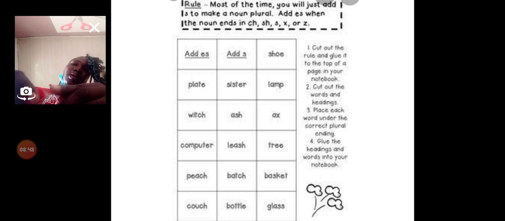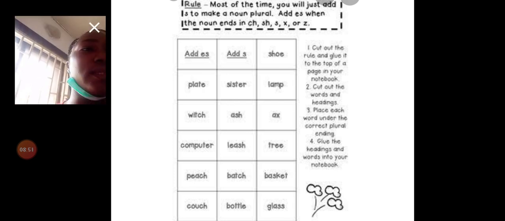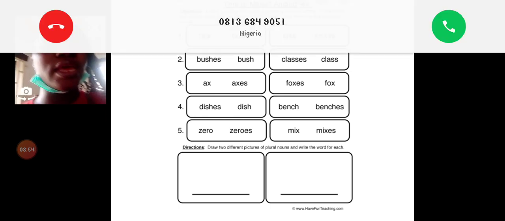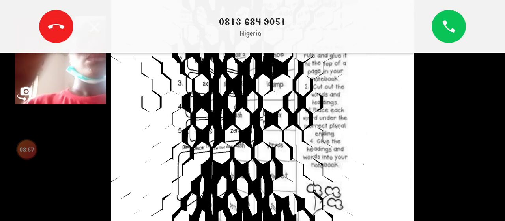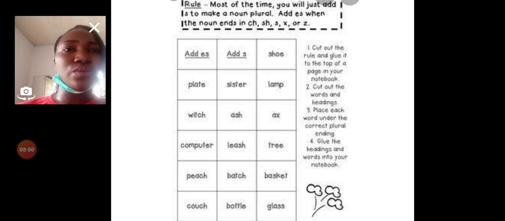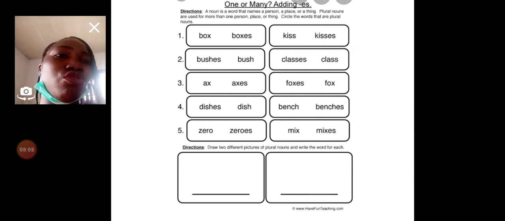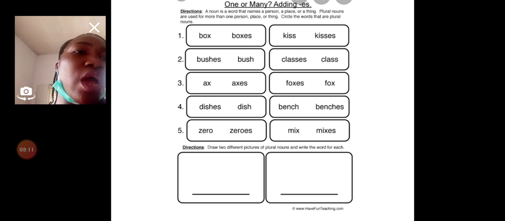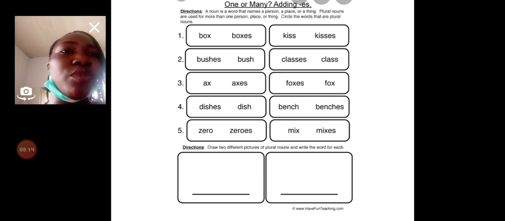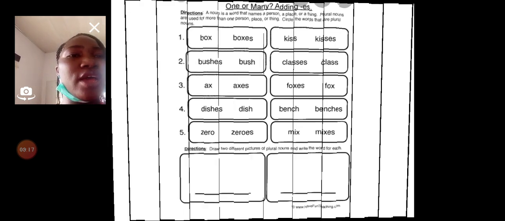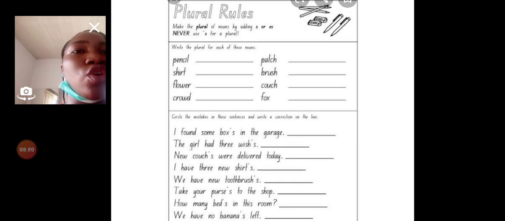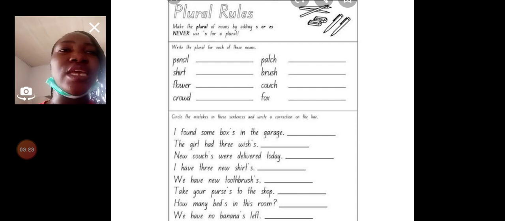So let's move on. Let me show you another exercise that you need to do. Here is another exercise. Can you see? Okay. Look at it. Box, boxes, bush, bushes. Here you are going to draw different pictures of plural nouns with their word for each. Just draw it there for me. You go through this, read this again, and draw. And here, all you need to do is just add s to the word. Pencils, shirts, flowers. And on this right side, you add es to it, patches.